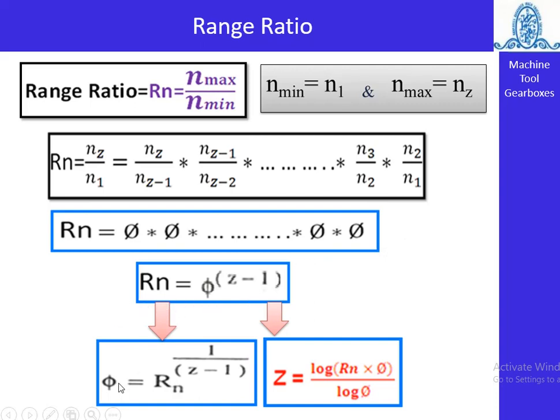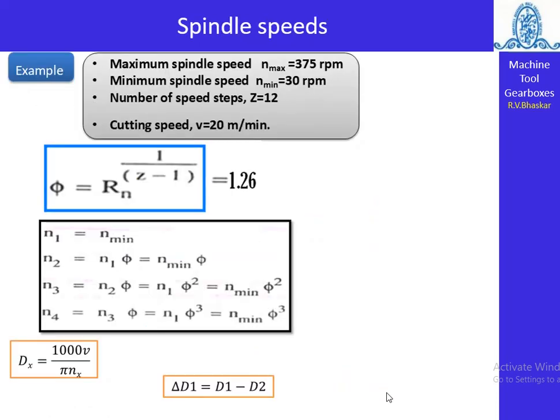Again, take the log on both sides and we get phi is equal to Rn raised to 1 upon z minus 1, or we can say that z is equal to log of Rn upon log of phi, plus 1. So we can easily find out z, phi and Rn. Then we'll take an example for solving this particular geometric step law.